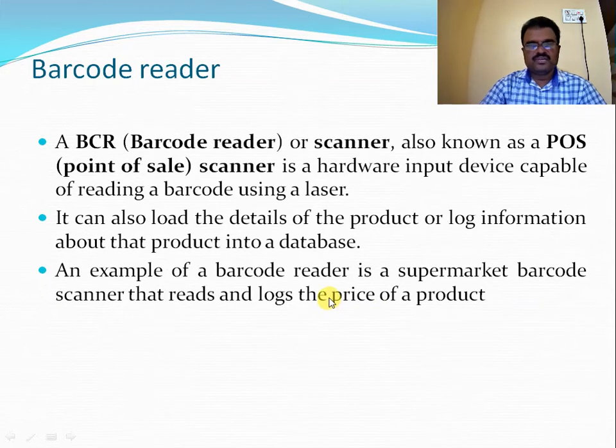Next one, barcode reader. A BCR, barcode reader or scanner, also known as a POS, point of sale scanner, is a hardware input device capable of reading a barcode using a laser. It can also load the details of the product or log information about the product into a database. An example of a barcode reader is a supermarket barcode scanner that reads and logs the price of a product.